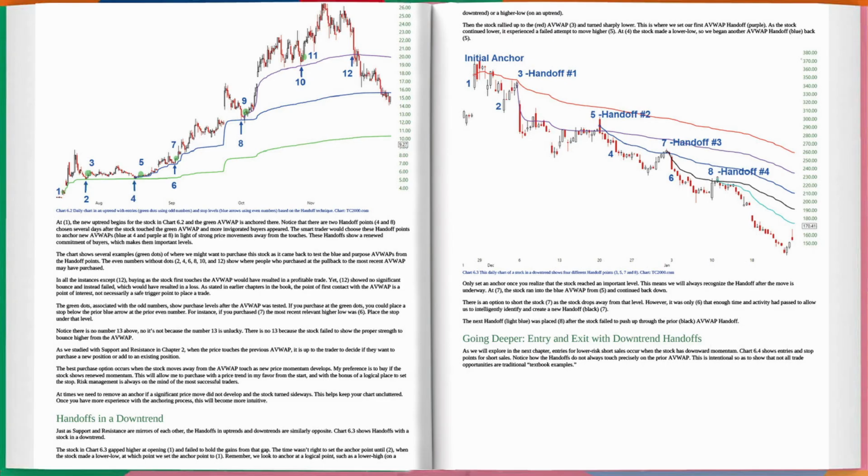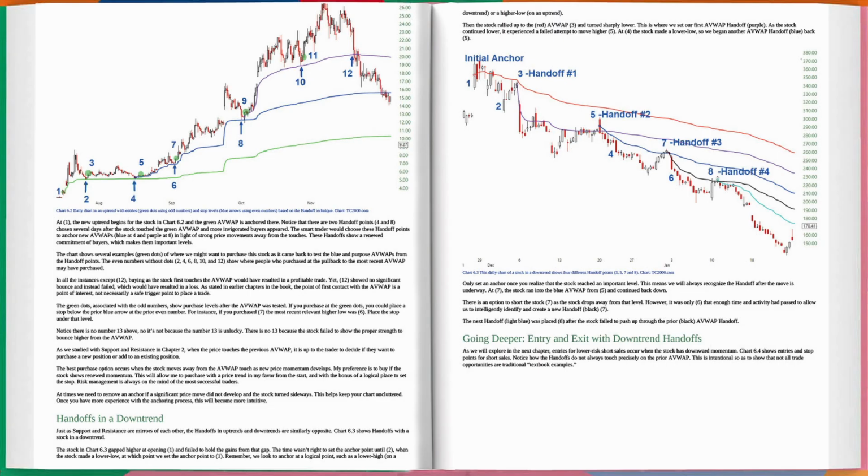Remember, we look to anchor at a logical point, such as a lower high on a downtrend or a higher low on an uptrend. Then the stock rallied up to the red AVWAP, 3, and turned sharply lower. This is where we set our first AVWAP handoff, purple. As the stock continued lower, it experienced a failed attempt to move higher, 5. At 4, the stock made a lower low, so we began another AVWAP handoff, blue, back to 5.